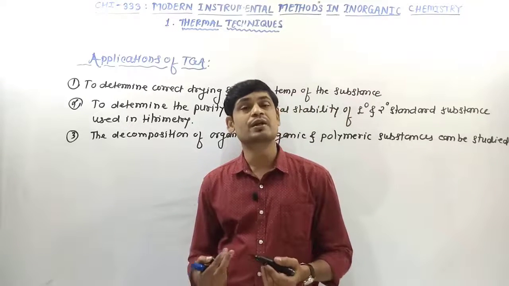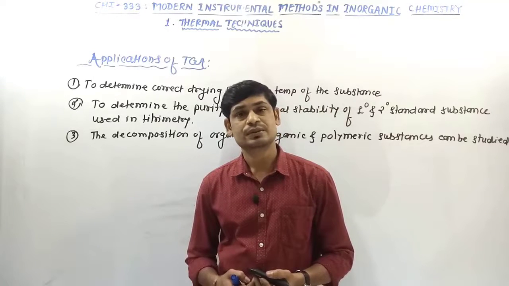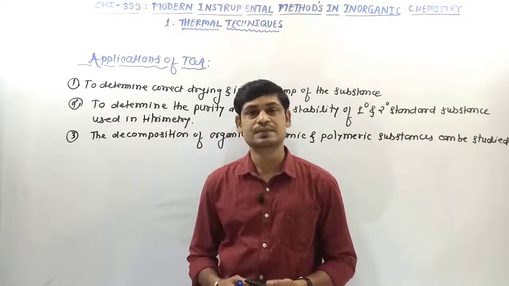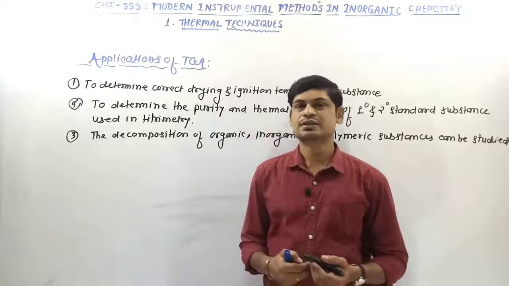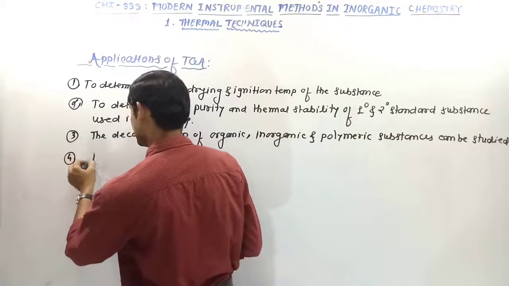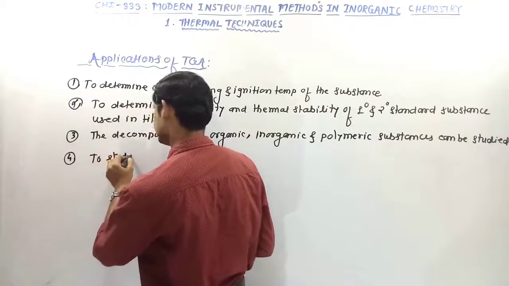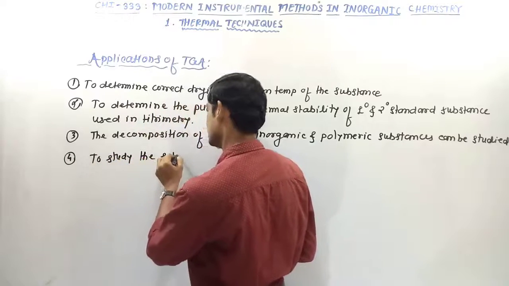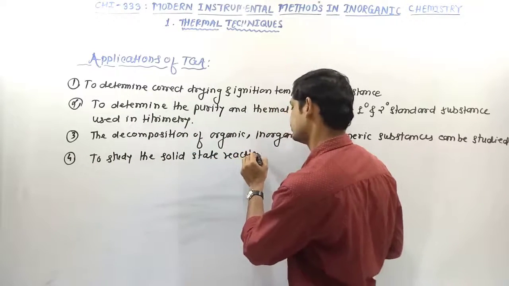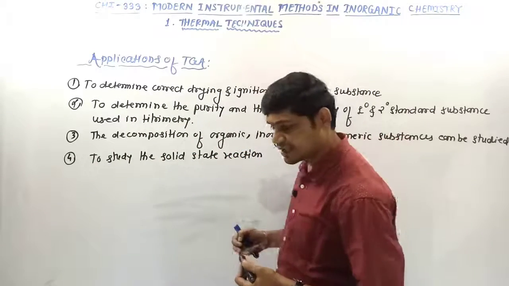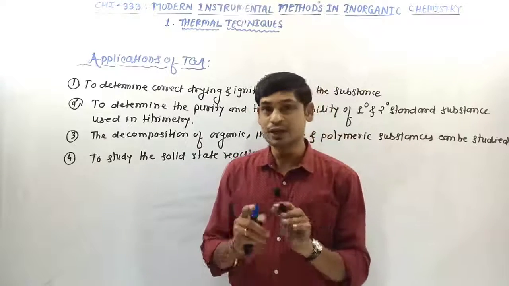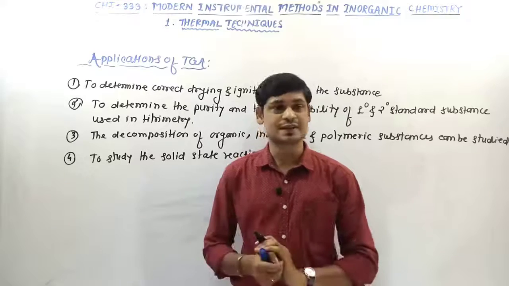We can use thermogravimetric analysis for the organic, inorganic as well as the polymeric substances. The next one is to study the solid state reaction. Fourth one, to study the solid state reaction. Because we know that thermogravimetry has a very important limitation, that this technique can be used for only solids. We cannot apply TGA for liquids as well as gases.